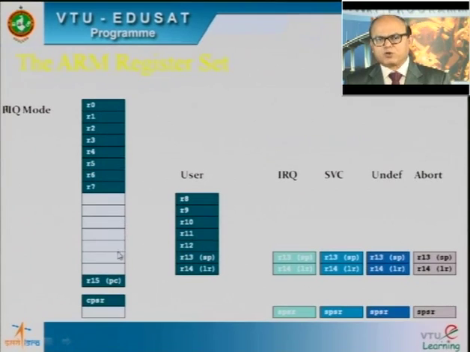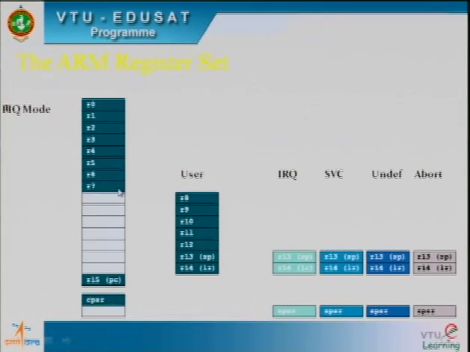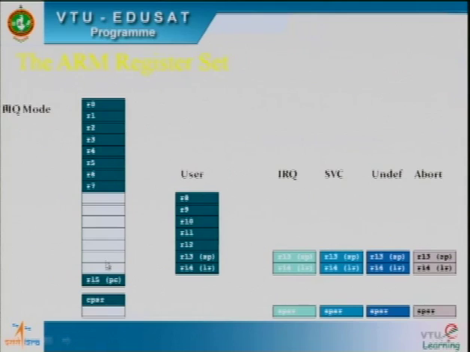R0 to R7 are common to the user mode as well as the fast interrupt mode. These become the common registers, whereas the higher registers, R8 to R14, are dedicated only to FIQ mode, fast interrupt mode. I can call these R8 FIQ, R9 FIQ, R10 FIQ, and so on. So the R8 to R14 registers of the fast interrupt mode will replace these registers.